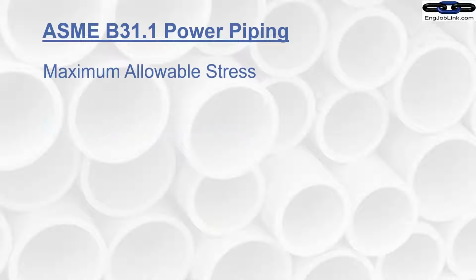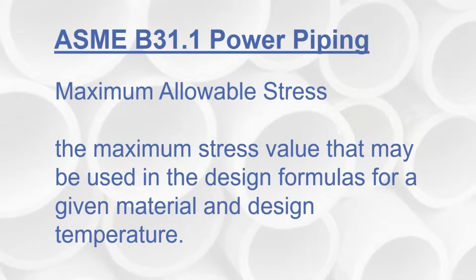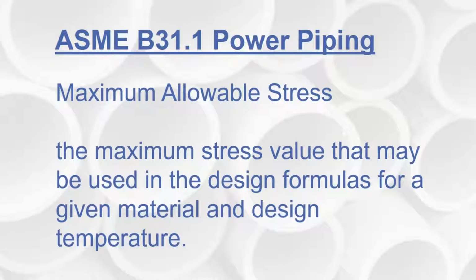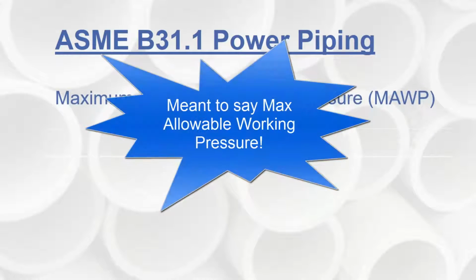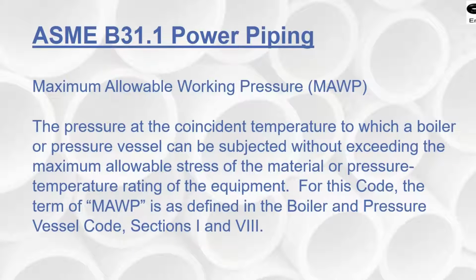First thing we want to look at is just a few boring definitions. Maximum allowable stress, according to B31.1 of ASME power piping, is the maximum stress value that may be used in the design formulas for a given material and design temperature. That's maximum allowable stress. And you need that for the maximum allowable pressure, which according to B31.1 is the pressure at the coincident temperature to which a boiler or pressure vessel can be subjected without exceeding the maximum allowable stress of the material or pressure temperature rating of the equipment.